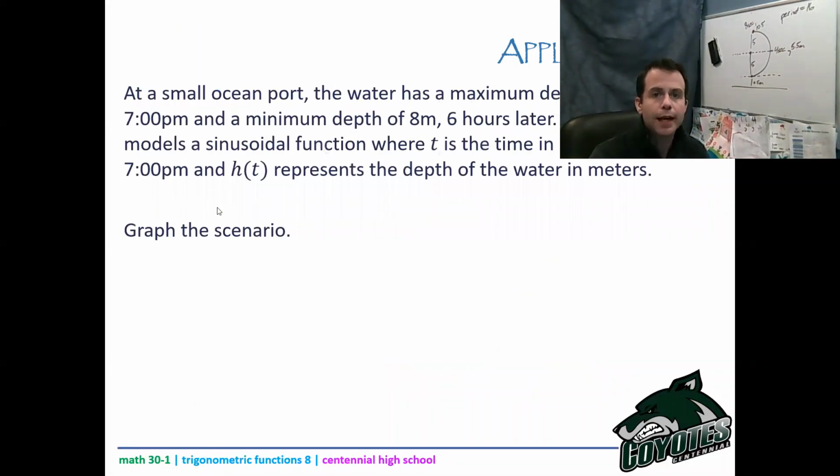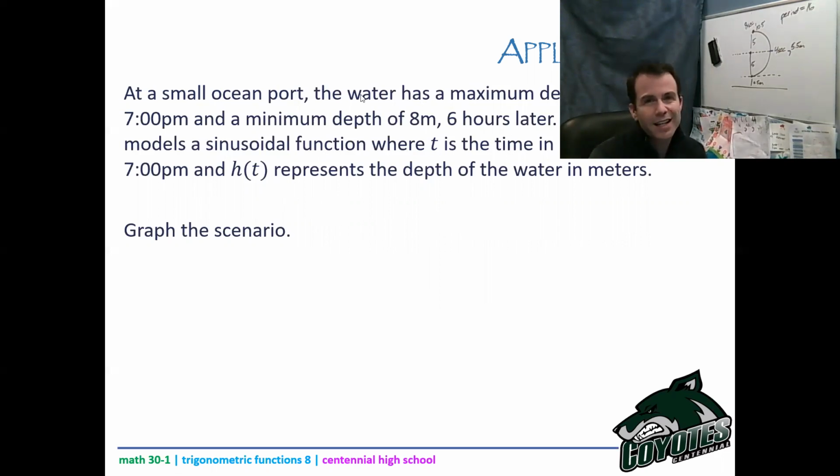Awesome. Now, next question, I'm back into your book. At a small ocean port, the water has a maximum depth of 18 meters at 7 p.m. and a minimum depth of 8 meters 6 hours later. This scenario models a sinusoidal function where t is the time in hours after 7 p.m. and h of t represents the depth of the water. So the first thing we want to do is graph this scenario. Now, we didn't give you a grid for this because we wanted you to think through what you're going to have to do.